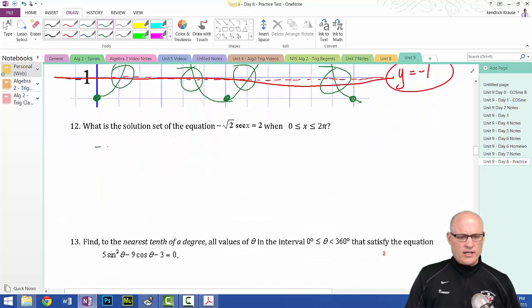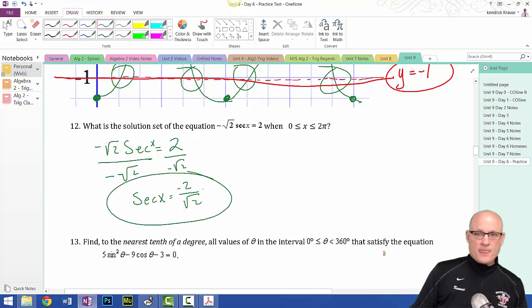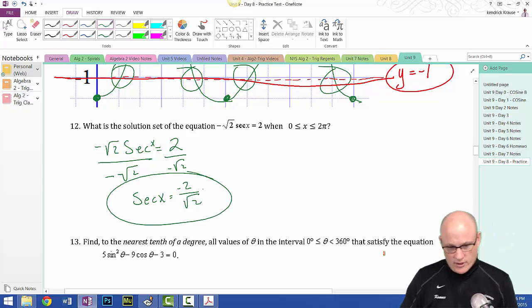All right, so let's solve this. We get negative square root of 2 secant x equals 2. Just solve for secant of x. So divide by negative square root of 2, and I get secant x equals 2 over, well, I can't put the negative down there. I'll just do that. There are two ways to solve this one.